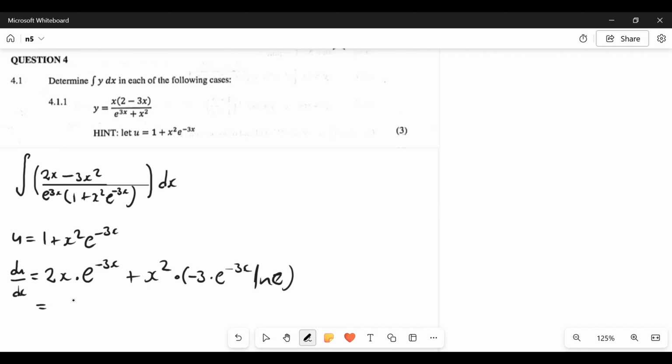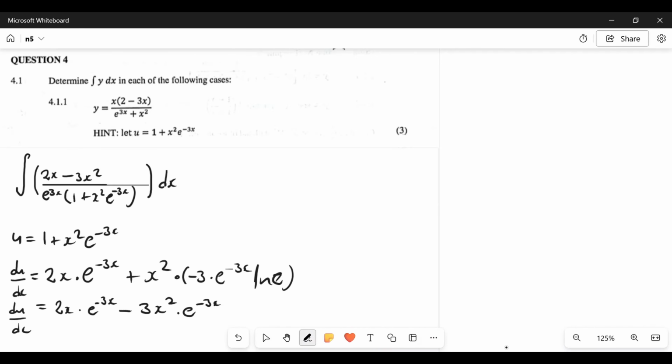So if you continue here, we can say du over dx is equal to 2x multiplied by e to the power of negative 3x minus, because if you multiply with this negative throughout, everything is going to be minus. So we're going to be left with 3x squared multiplied by e to the power of negative 3x, because ln e is equal to 1. Right, so this is what we have at the moment.